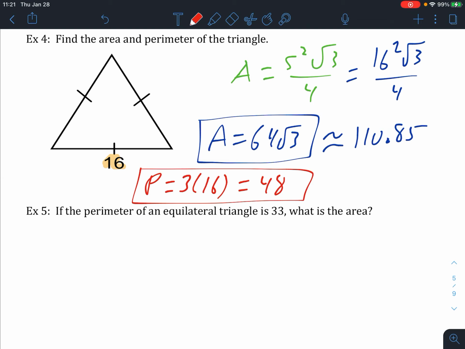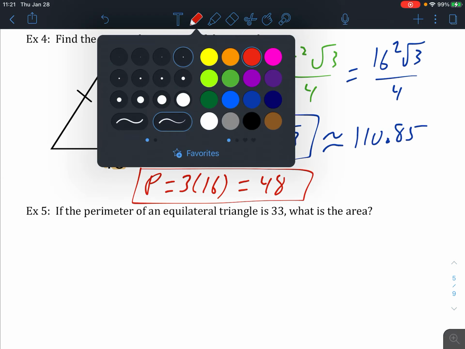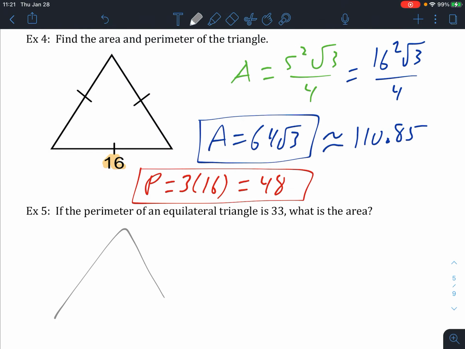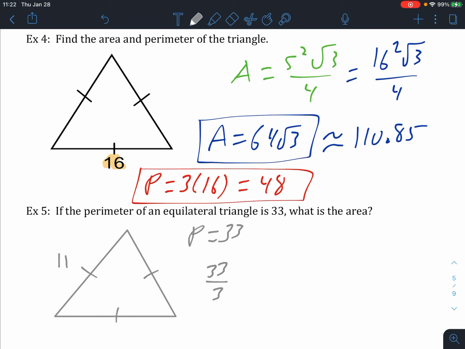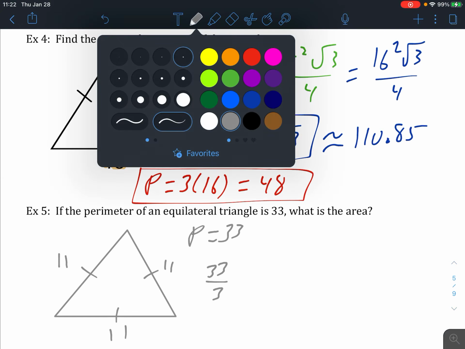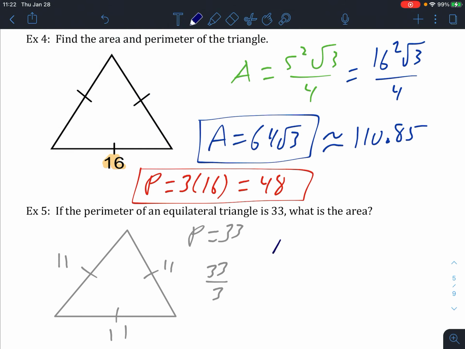Okay, number 5. This one tells us the perimeter. So let's draw an equilateral triangle here, whose perimeter is 33. All right, there's 3 sides, so if we do 33 over 3, each side would be 11. Now I can jump right into my formula. Area equals 11 squared root 3 over 4.